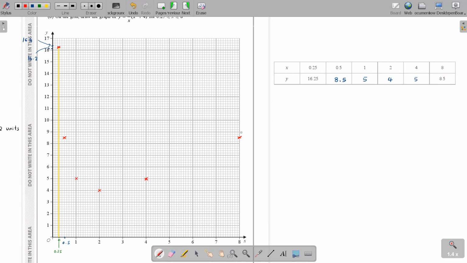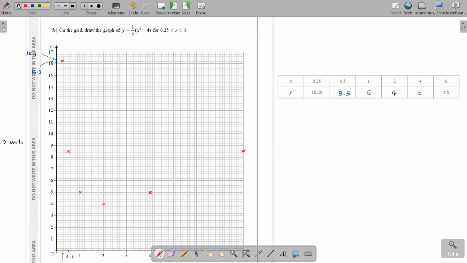Okay, so we get something like this. So all we've got to do is draw the graph. Just draw the graph to the best of your ability. Don't use the ruler. It's a curved graph, so it needs to be drawn as accurately as possible, with a smooth line. Try to draw it smoothly. So let me try to draw it. I think we get something like this.